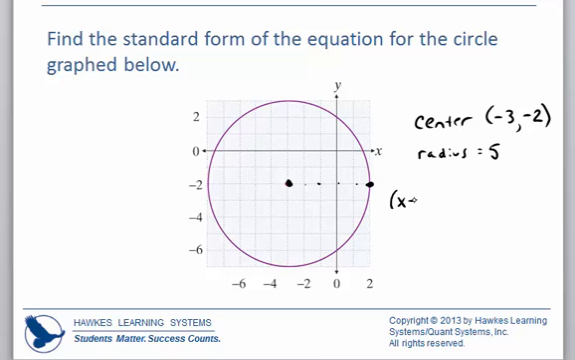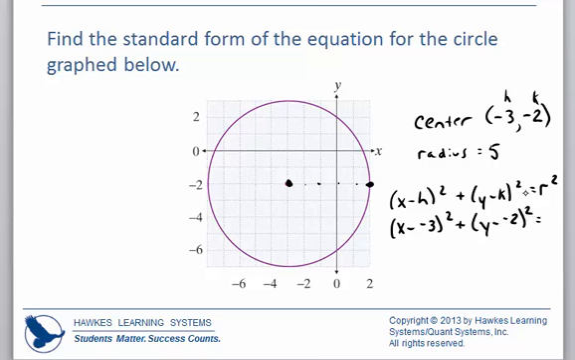And so we'll take that information and plug it into our circle formula. So (x - h)² would be (x - (-3))². (y - k) would be (y - (-2))². We'll plug a 5 in for the radius and square that. And so simplifying, we have (x + 3)² + (y + 2)² = 25.